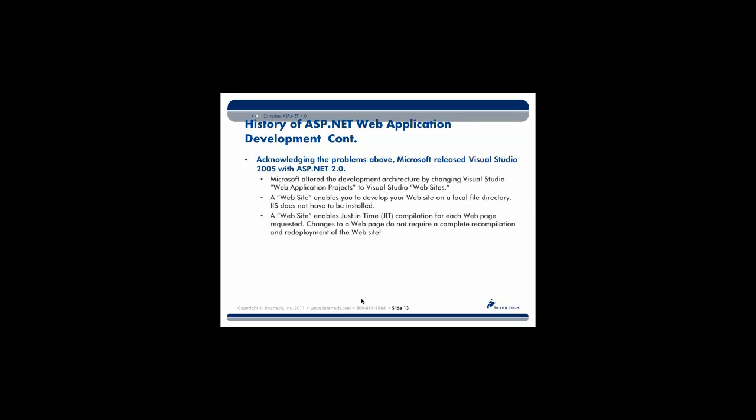That was very problematic. So Microsoft said, you know what? Hearing the masses, they said, we've got a solution to this. I'll tell you what, we're going to create our own little web server that's included with Visual Studio 2005. And this, of course, was released at the exact same time that .NET 2.0 was released. And they said, we're going to get rid of web application projects. No, you don't need that whole project idea.